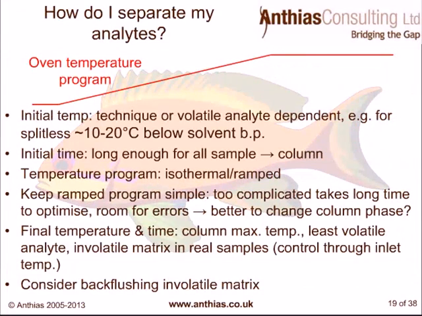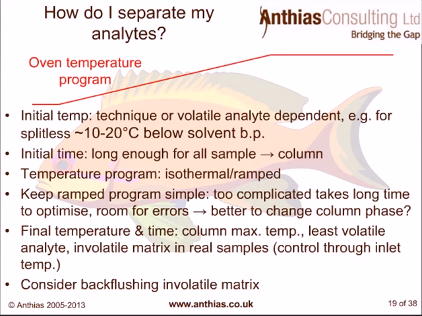Next thing to think about is our oven temperature program. So the initial temperature rule of thumb is technique or volatile analyte dependent. So for example, if you're using splitless injection, you want to be doing 10 to 20 degrees below the boiling point of the solvent. You need it to be long enough for all the samples to be transferred into the column. Once all of your analytes are on the column, you then start ramping up your oven temperature.